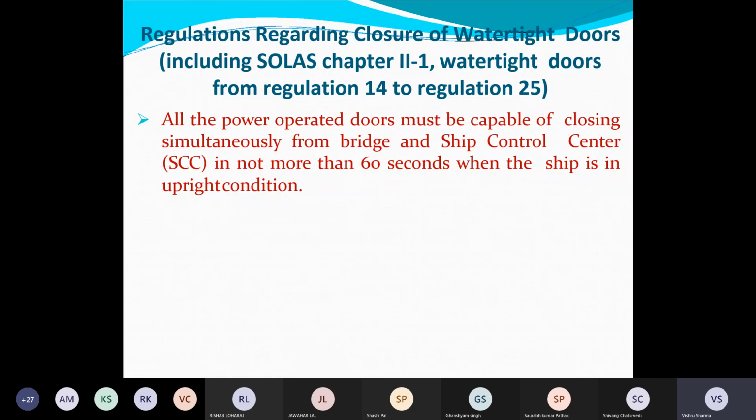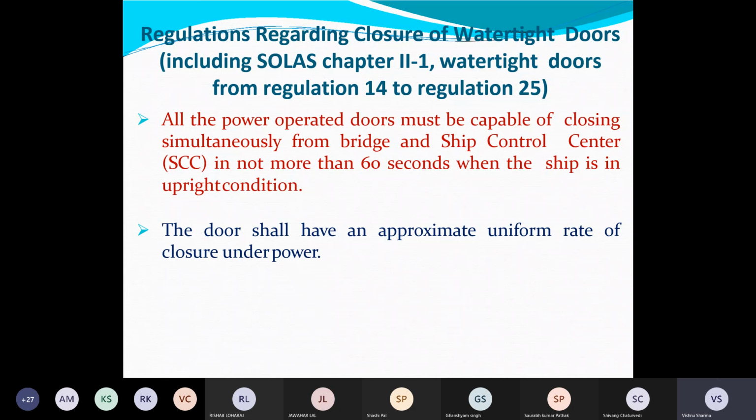Because if you have a hydraulic system or any electric system which is trying to close, it should not happen that when you operate multiple doors, the performance or the speed reduces because the resource is being shared by multiple doors. Therefore, even if the performance of one comes down because the second one is operating, it shall not be acceptable if it takes more than 60 seconds to close when all the doors are operated together. So all power operated doors must be capable of closing simultaneously from bridge and SCC in not more than 60 seconds when the ship is in the upright condition. That is when all the doors are operating at the same time.